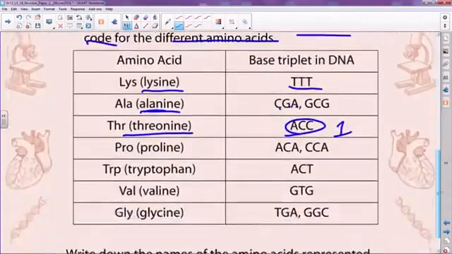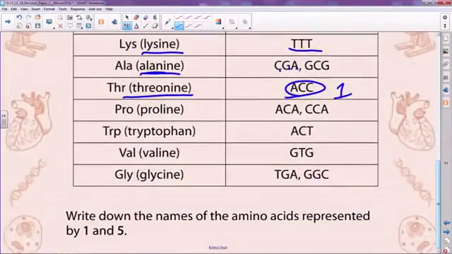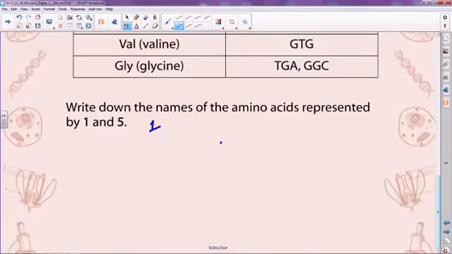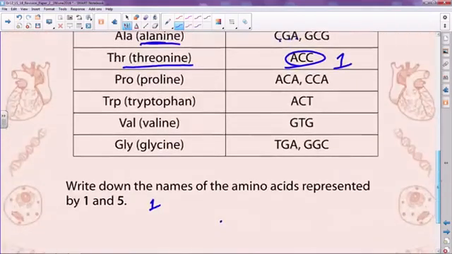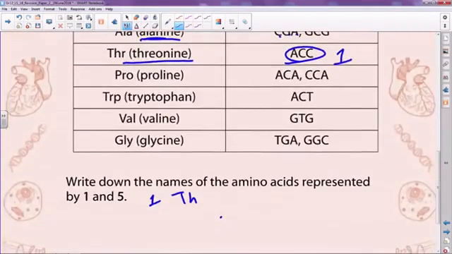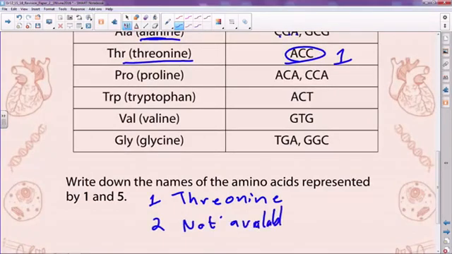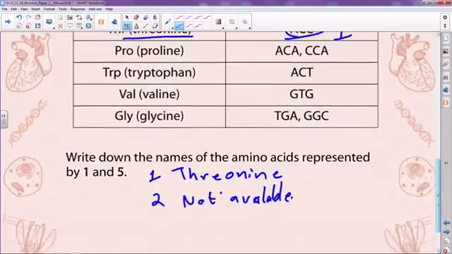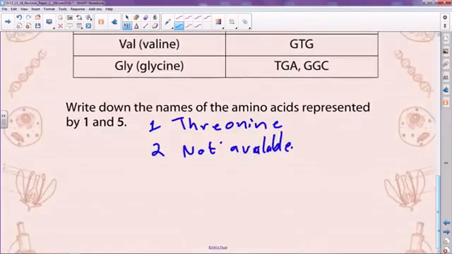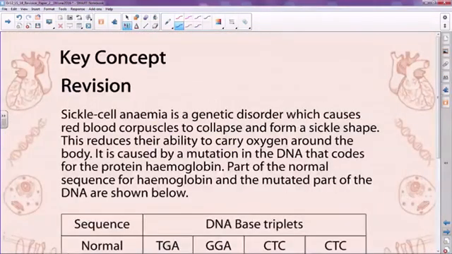So you would say number 1 is threonine, and number 5 not available. Okay, number 5 not available because there's nothing you can do. Let's have a look at the next one.